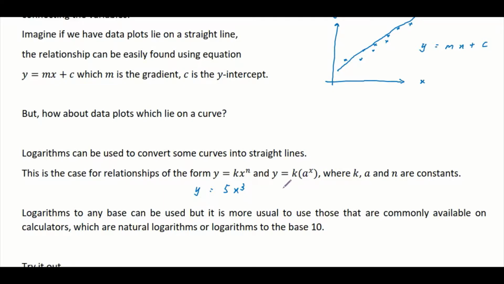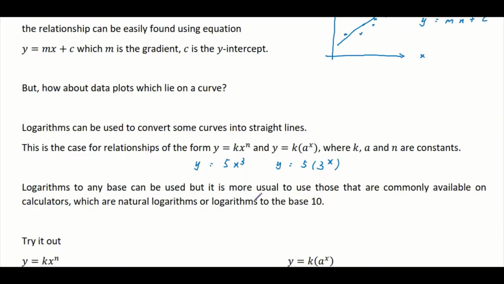The second one, we are talking about something like y equals 5, then after that 3 to the power of x. So the variable that you are dealing with is the power of this relationship. Okay, so we are looking at these two forms of curve in this lesson.